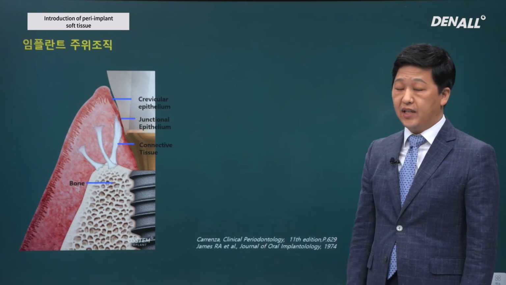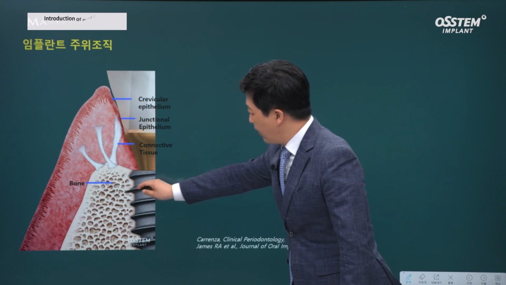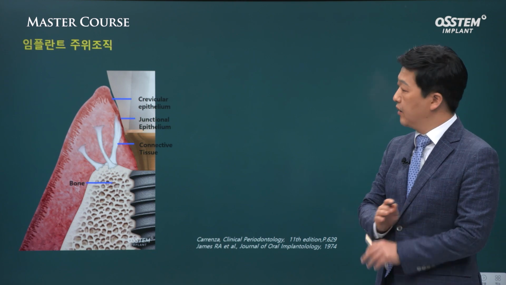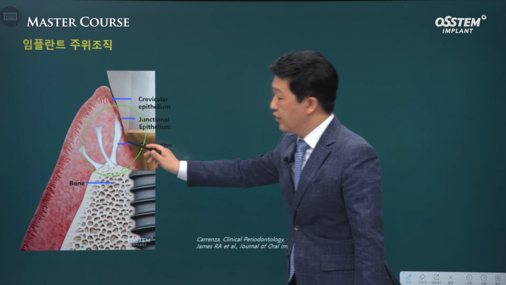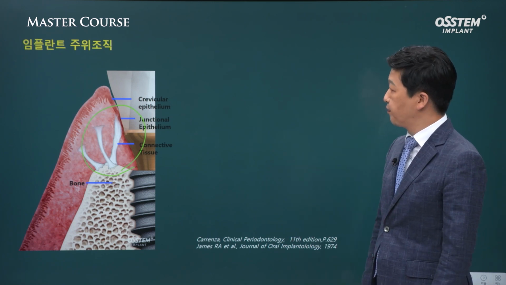What differences are there in peri-implanted tissue? First, between implant and alveolar bone, there is no PDL. And the fibers that consist of connective tissue and its surroundings differ slightly.